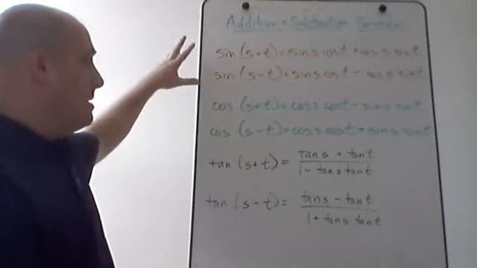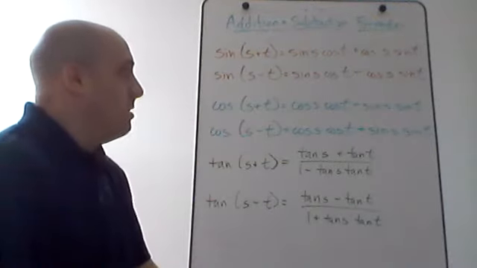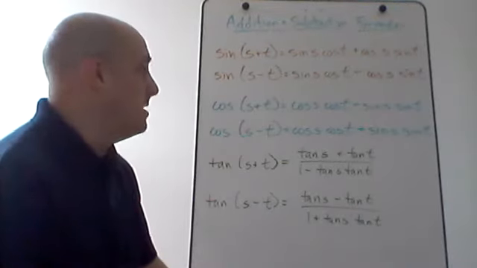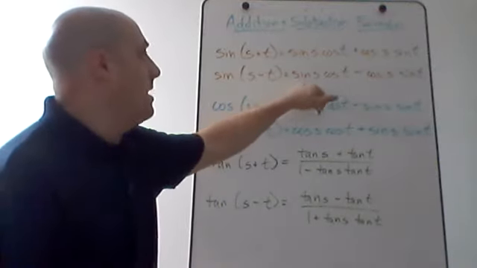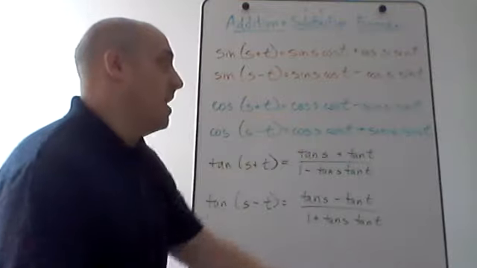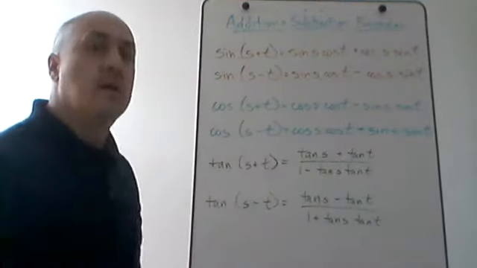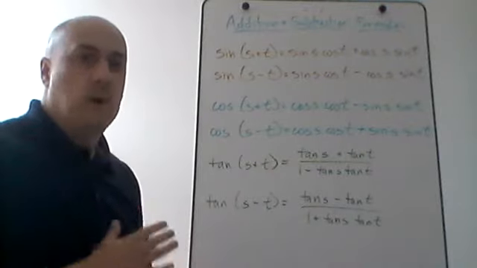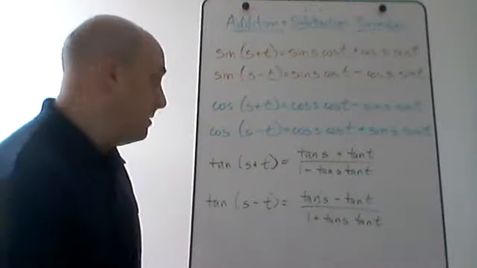The formulas are up here, so let me run through them real quick. Sine of s plus t equals sine s cosine t plus cosine s sine t. Sine of s minus t is almost the same formula: sine s cosine t minus cosine s sine t. You'll notice the addition and subtraction formulas for each function are similar to each other, but there's usually one difference, one for addition and one for subtraction.